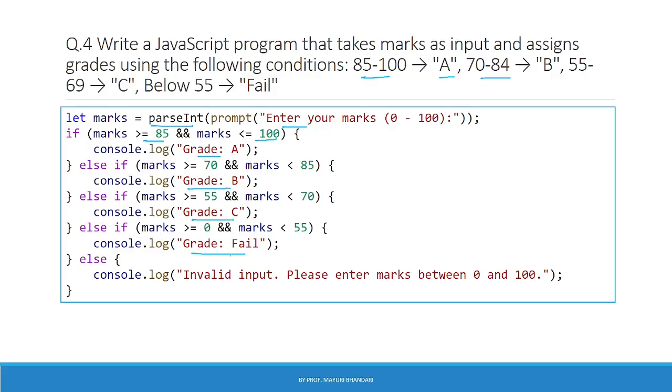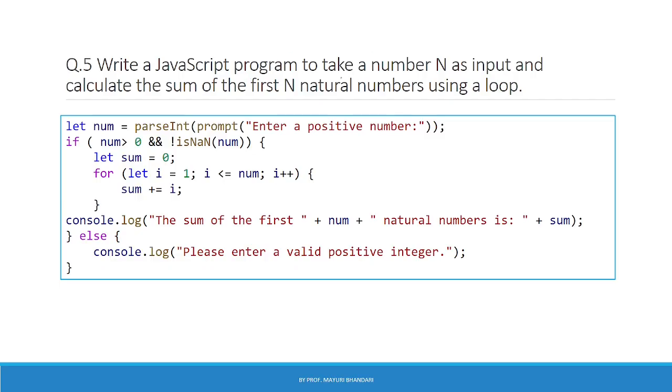And the next program is to take a number n as input and calculate sum of first n natural numbers using a loop. So here again we'll use for loop, or we can use while loop also, but here in this program we have used for loop. We have accepted a number from user. To verify that number, we have checked if number is greater than 0 and if number is not NaN.